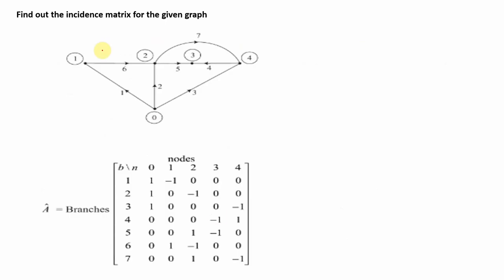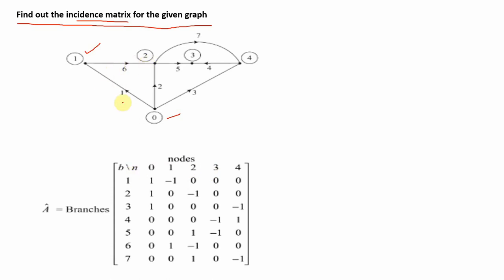Okay. Now through an example we try to understand what is meant by the branch node incidence matrix. Similarly, as I explained in the first slide, now we are going to find the incidence matrix for this graph. So this is the graph that is given. First you have to observe how many nodes are present in this diagram. You can clearly observe that a total of 5 nodes are present: 0, 1, 2, 3, 4 and 5. So I have written the total nodes in a horizontal way.